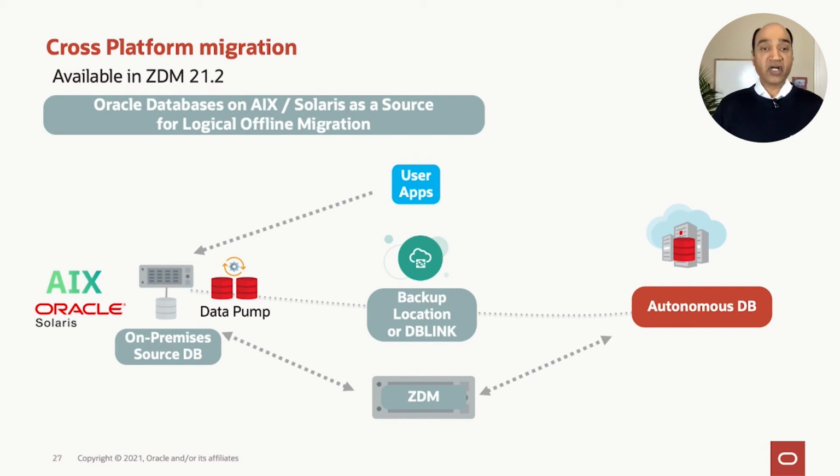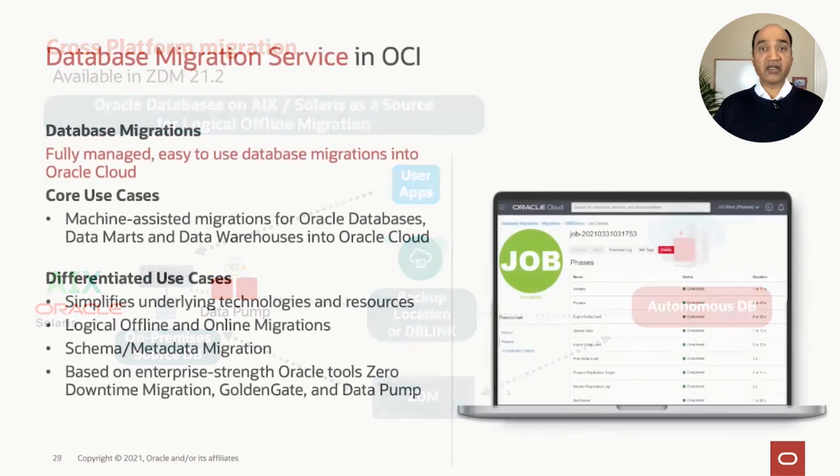Similarly, if your source database is on AIX or on Solaris, so other platforms than Linux, you can use ZDM 21.2 and complete the migration, a logical offline migration, using the same method that I've described, using Data Pump as the underlying technology.